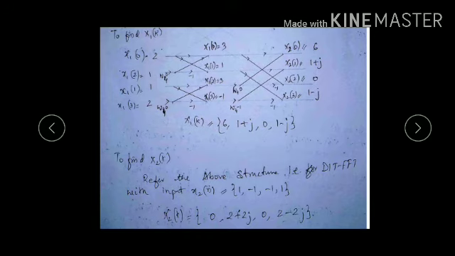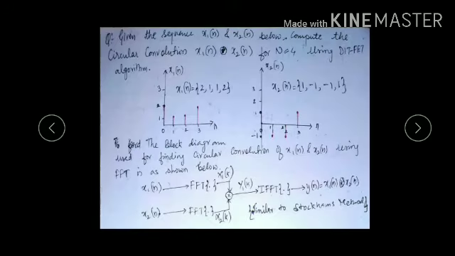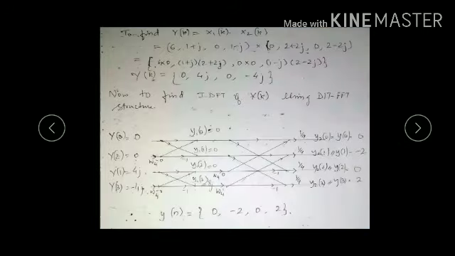Now we have got x1 of k and x2 of k. We need to find y1 of k. So y1 of k is nothing but x1 of k into x2 of k. So you need to multiply these two. We are going to get the answer as 0, 4j, 0, minus 4j.